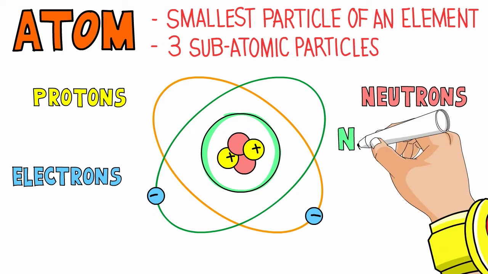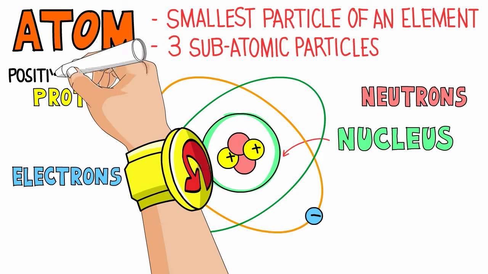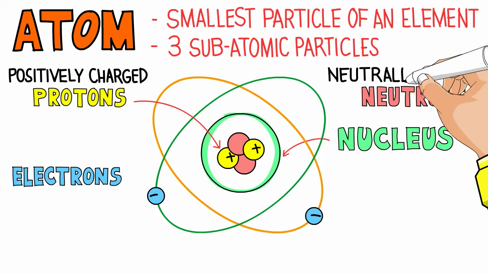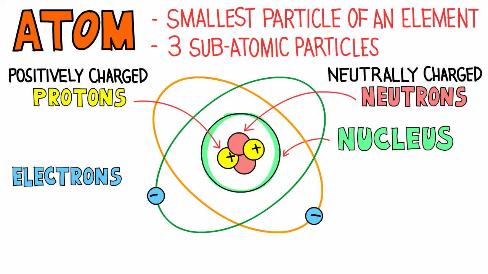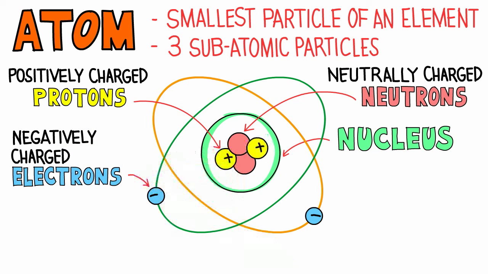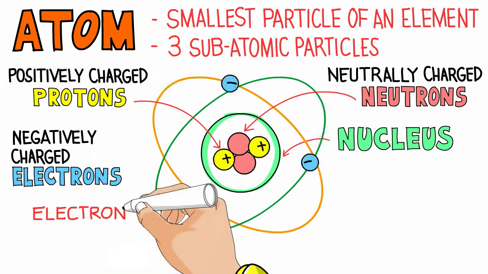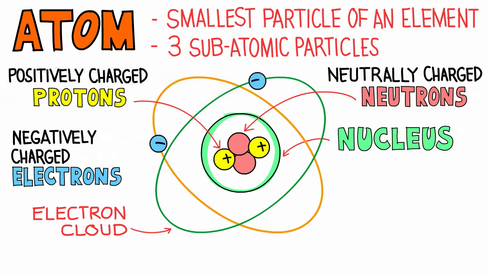The nucleus of the atom is made up of positively charged protons and neutrally charged neutrons. The neutrons help to hold the nucleus together by stopping positively charged protons repelling each other outside of the nucleus. Negatively charged electrons orbit the nucleus in the electron cloud. The electron cloud is an approximation of where the electron might be found at any point in time.